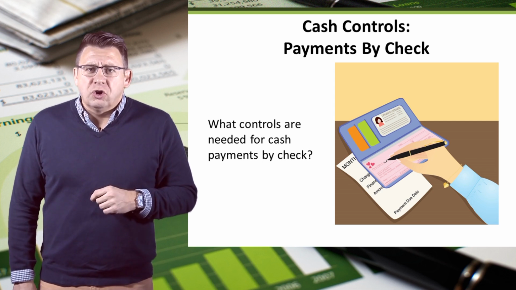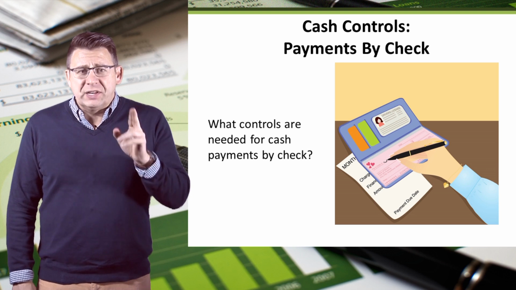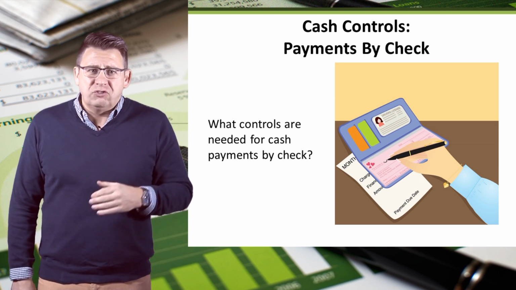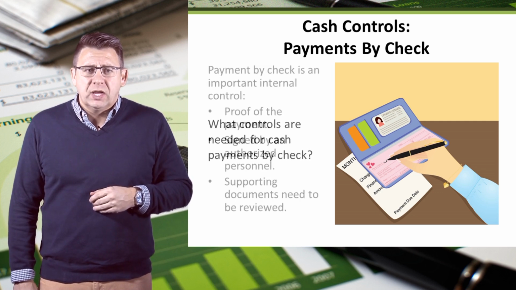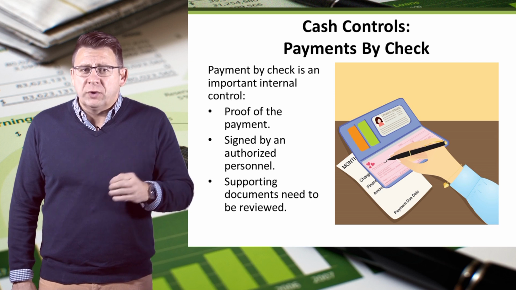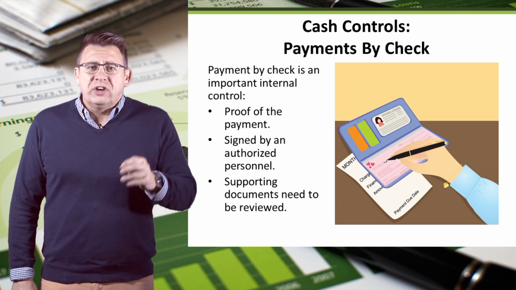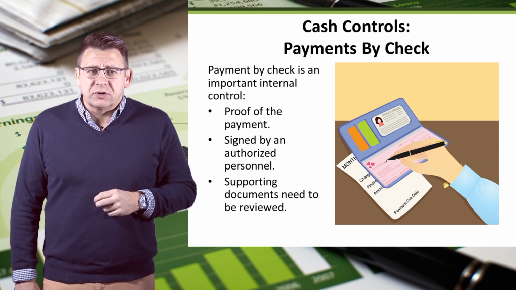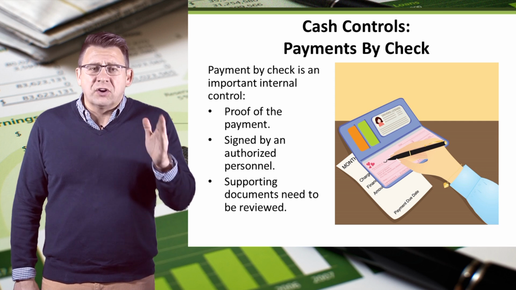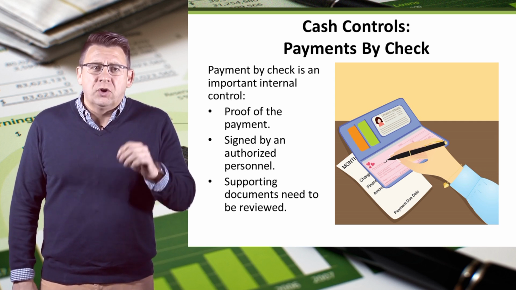Strong internal controls over payments is important to protect cash as well. Companies need good separation of duties between operations and writing checks for cash payments. Payment by check is an important internal control for the following reasons. The check provides a record of the payment. The check must be signed by authorized personnel. And before signing the check, invoices and other supporting documentation must be reviewed.